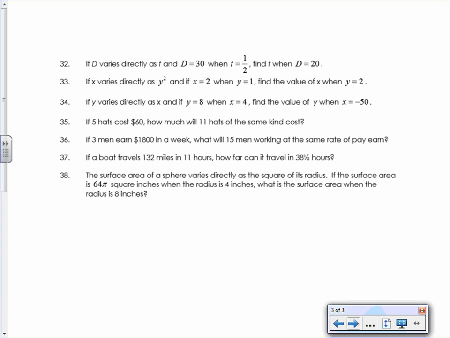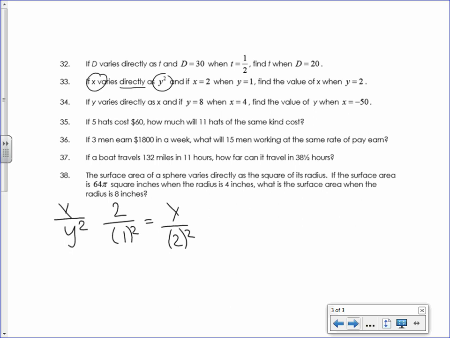On to the next. X varies directly as y squared. So I'm going to come down here. X directly y squared. When x is 2, when y is 1, find x when y is 2. So you need to have 2 squared down there. So when I cross multiply, that's just x is equal to 8. There's your answer.